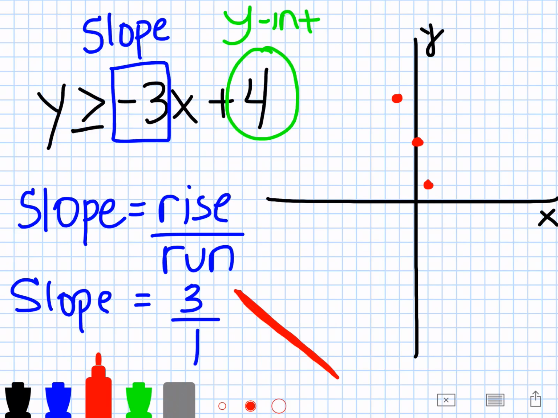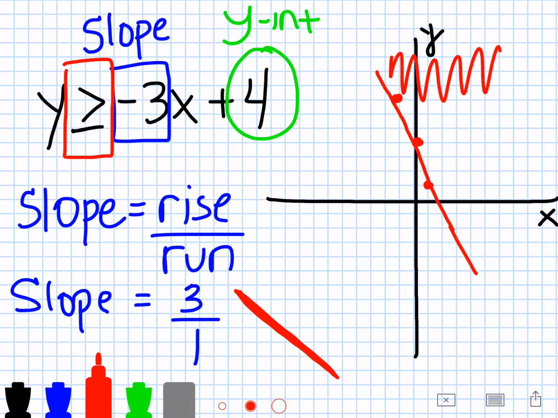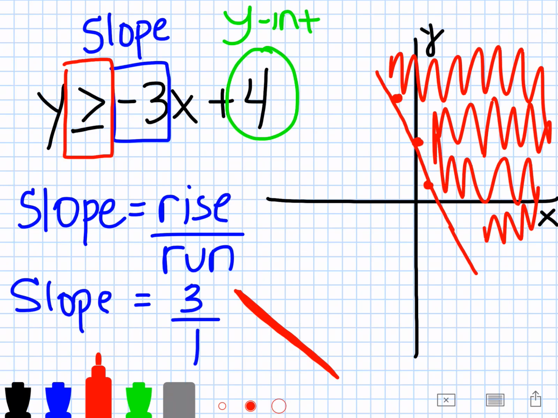Okay. Now, from there, you can look at your symbol in your original problem. It's greater than or equal to. So because of that or equal to sign, we know that we're going to be using a solid line to connect our dots. So you can go ahead and connect your dots now. It's not going to be perfect. It's okay. Go ahead and connect your dots now with a solid line. And since it's greater than, we know that we're going to be shading the area above the graph. So that means anything above this graph.